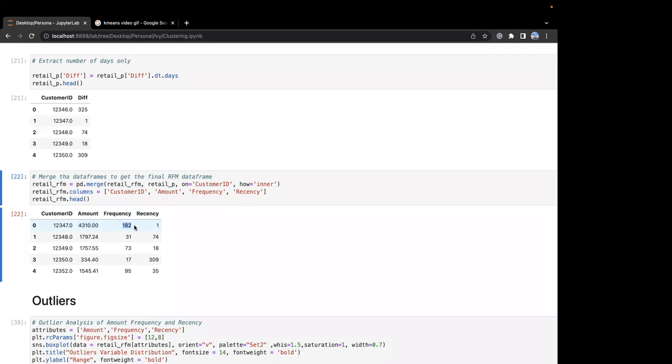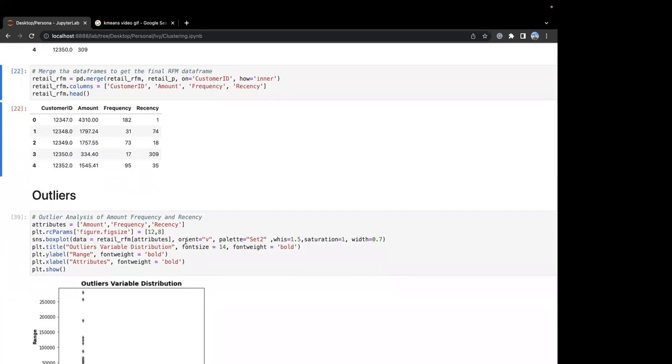Is that understood, everyone? Like amount of 4310 and 1797 के बीच का जो difference है and frequency of 182 and 31 का जो difference है, उसमें amount का difference ज्यादा है but frequency का difference ज्यादा significant है. Does that make sense? Yes or no? So we need our normalization, standardization, scaling, whatever you like to call it. We need to scale our data before proceeding with clustering.